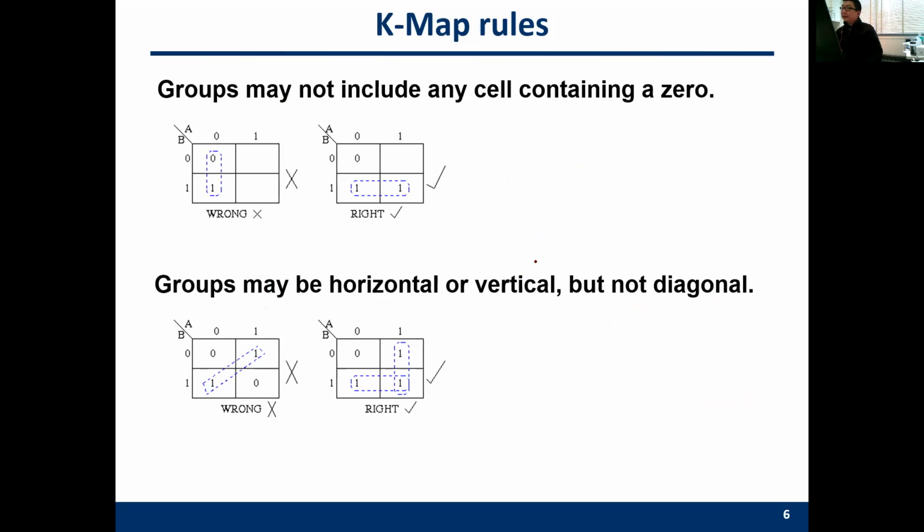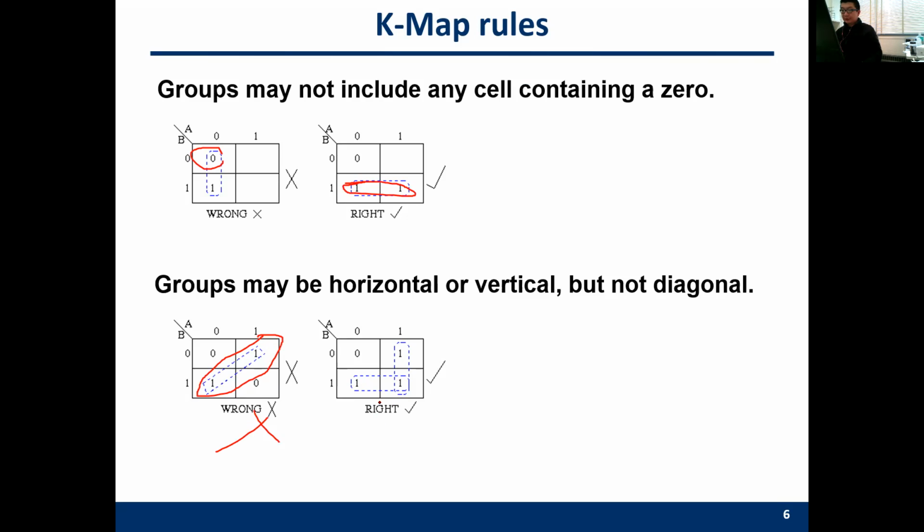I will give you more details on the K-map. The K-map can only cover ones. This is 0, so this is not right. You cannot draw a circle like this. It can be either horizontal or vertical. It cannot be in the diagonal direction. This is wrong.